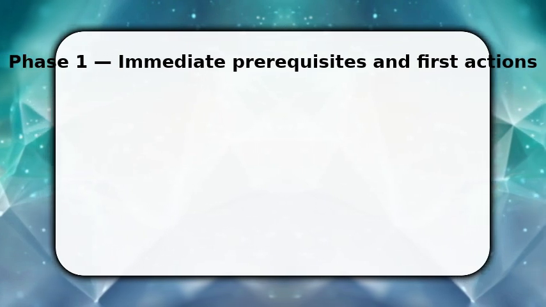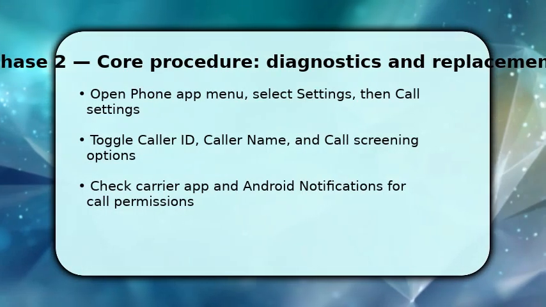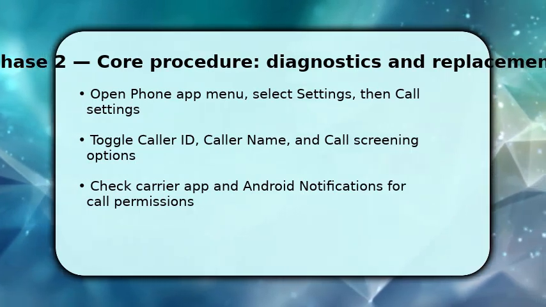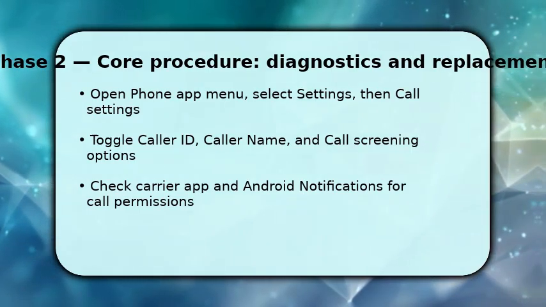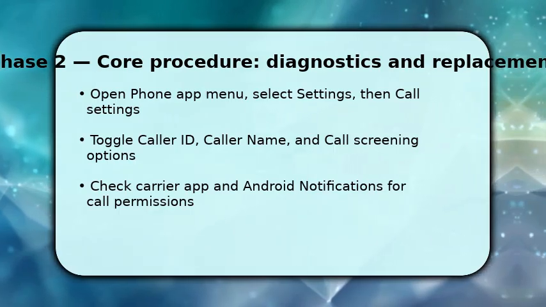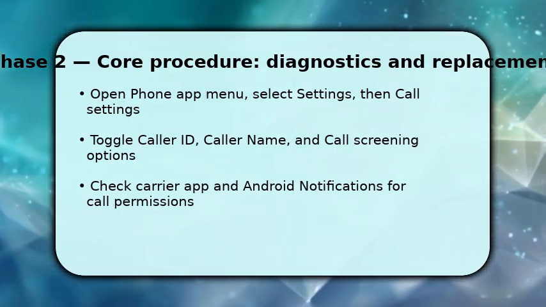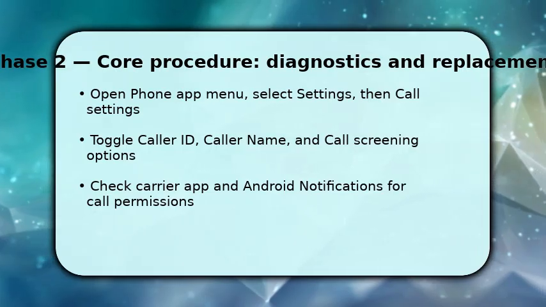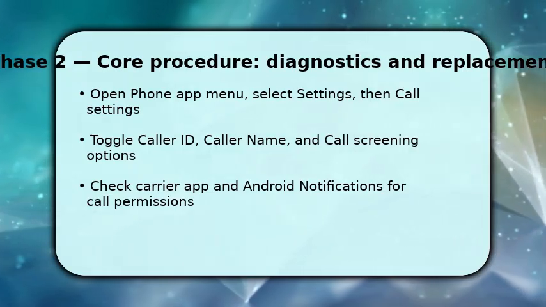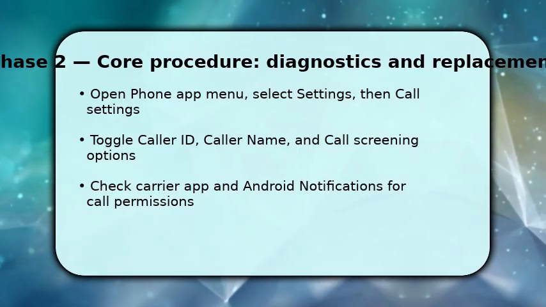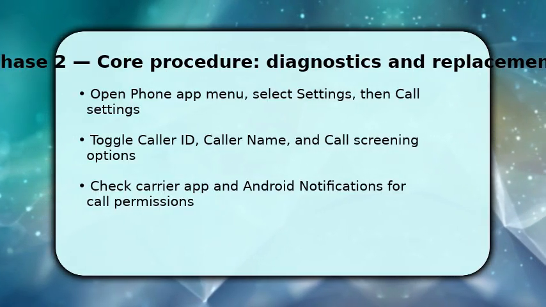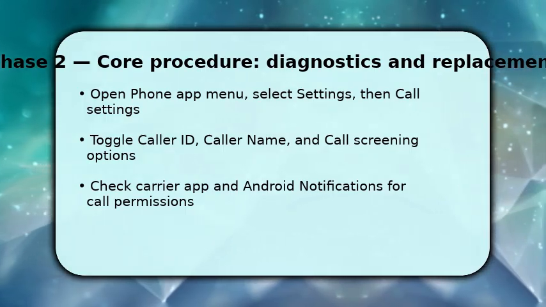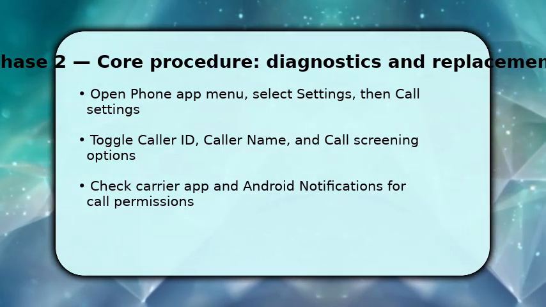You now move into the detailed execution. Open the phone app, tap the three dots or menu, then Settings and Call Settings. Toggle caller ID and caller name display to control how incoming calls update on screen. Enable or disable call screening to let Google Assistant filter spam. Also, enter Apps, See All Apps, Carrier app and the phone app to confirm call permissions and notification priority. Once changed, make sure to restart the phone app so settings apply cleanly.